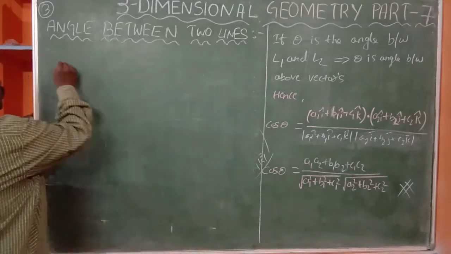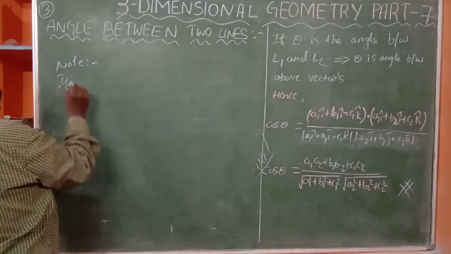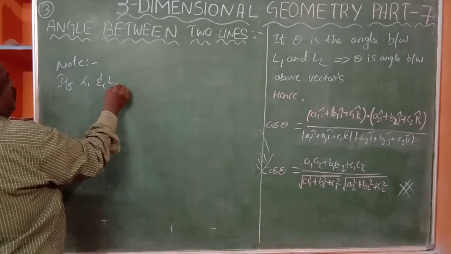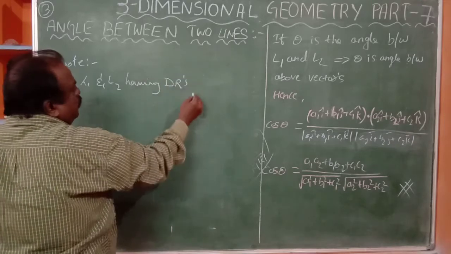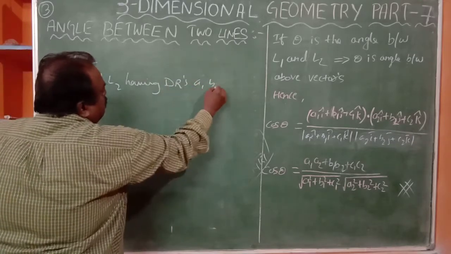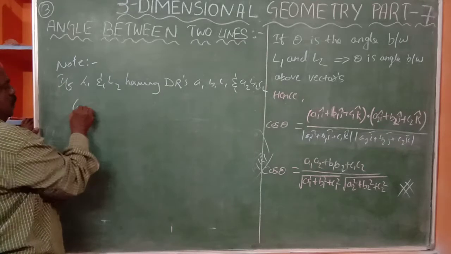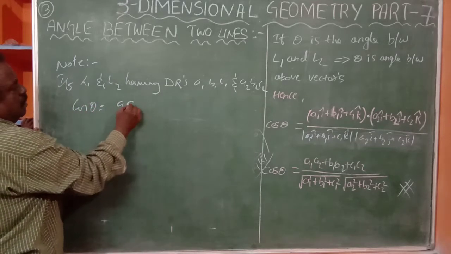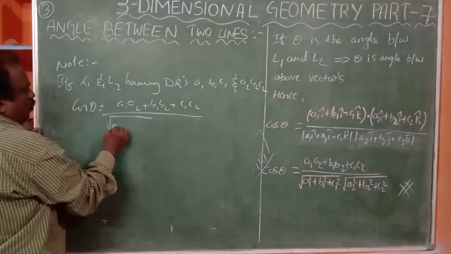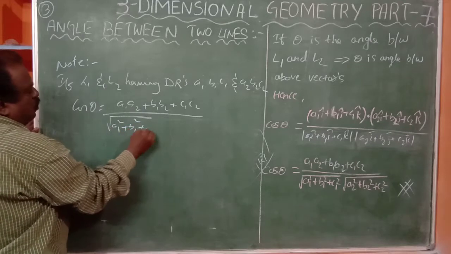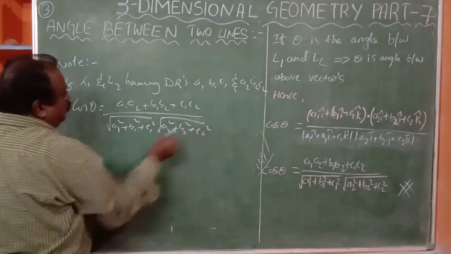Now, here, if lines L1 and L2 having DRs A1, B1, C1 and A2, B2, C2, already everything is over. Then the cos theta is A1A2 plus B1B2 plus C1C2 by root of A1 square plus B1 square plus C1 square, root of A2 square plus B2 square plus C2 square.